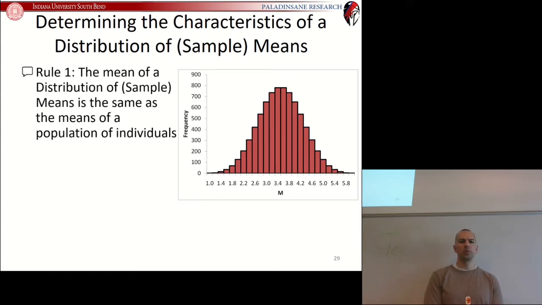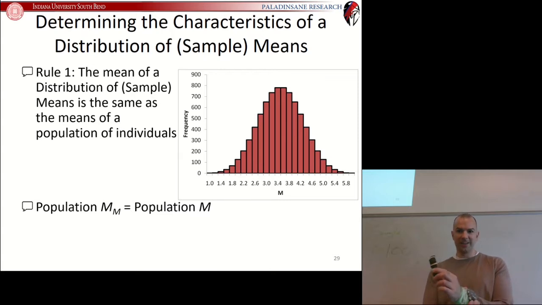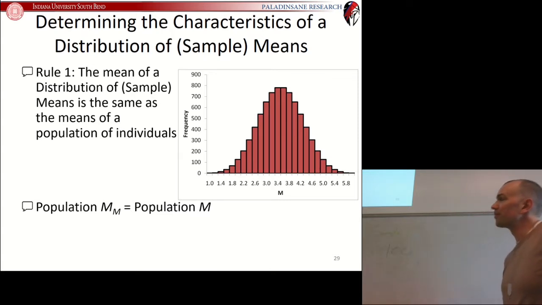All right, so rule number 1, the mean of a distribution of sample means is the same as the mean of a population of individuals. So that's what we were talking about, where the mean of this population of individuals is going to be the same as the mean of your distribution of sample means. So this is what I don't understand. I don't know what this is supposed to be. This is like your population mean of means.